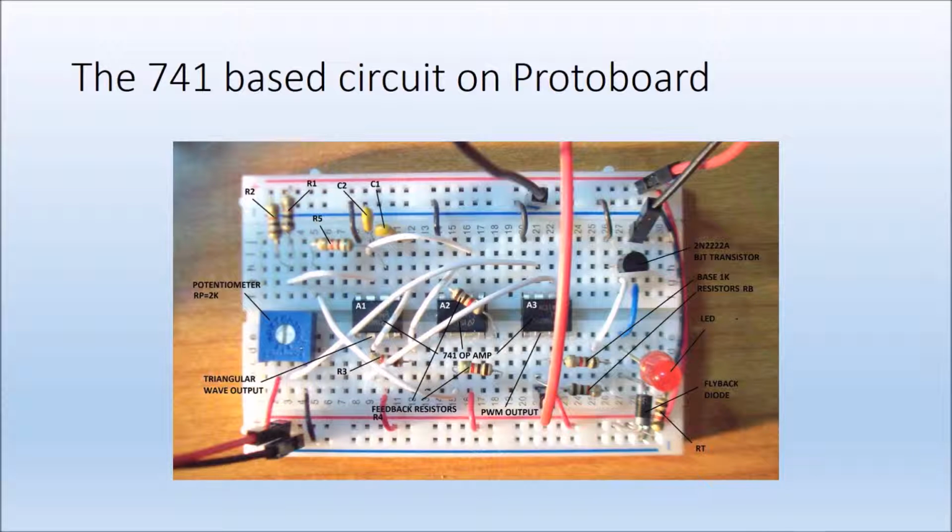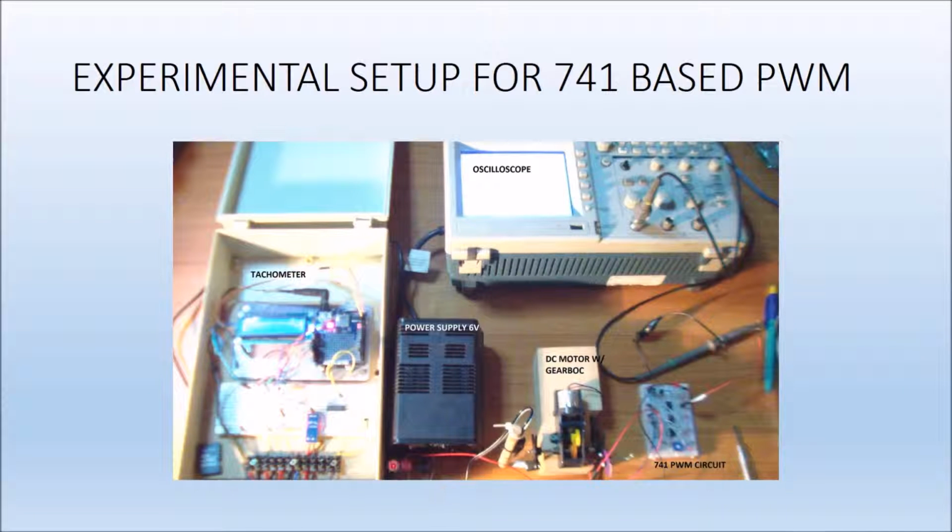Okay, and here's the setup. Here's a tachometer, power supply, DC motor with gearbox, and this is a 741 PWM circuit, and this is the oscilloscope.